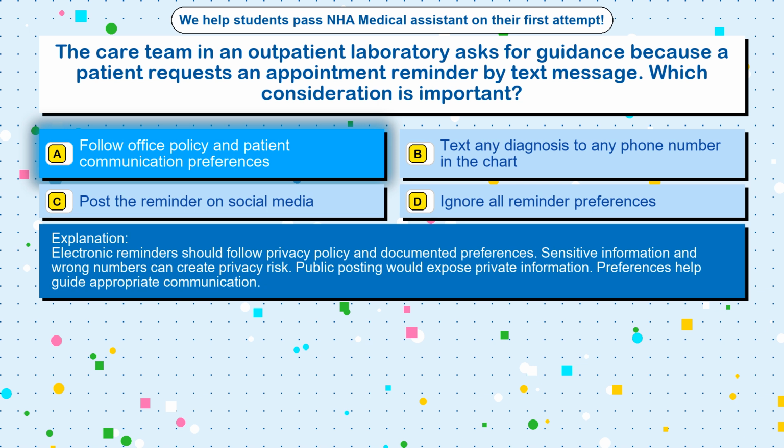Electronic reminders should follow privacy policy and documented preferences. Sensitive information and wrong numbers can create privacy risk. Public posting would expose private information. Preferences help guide appropriate communication.